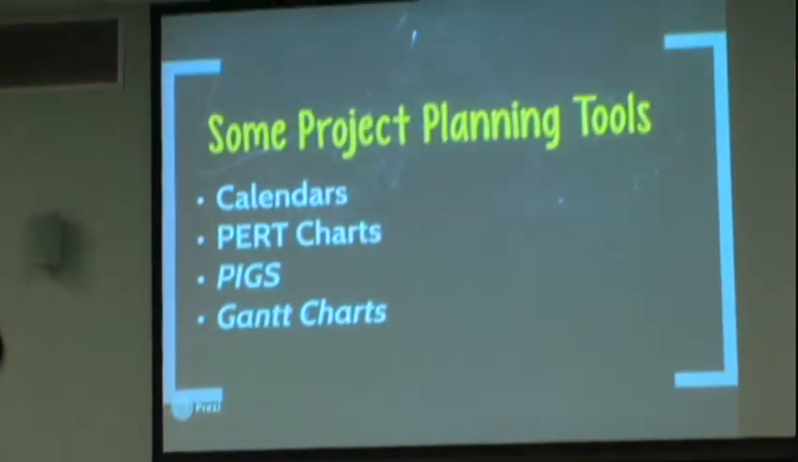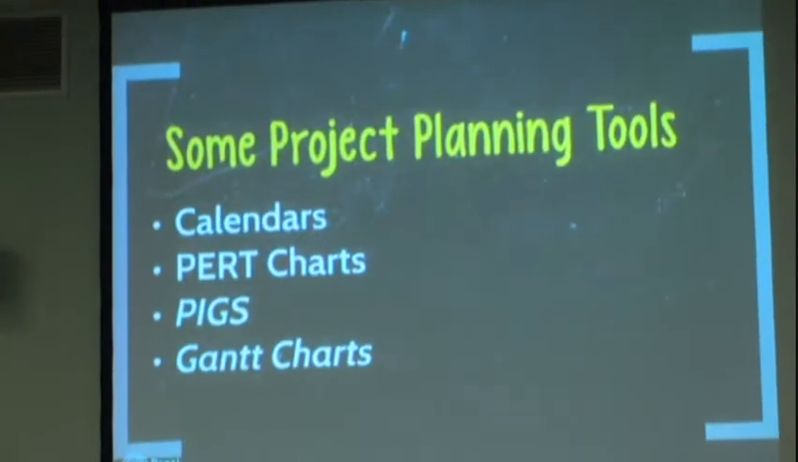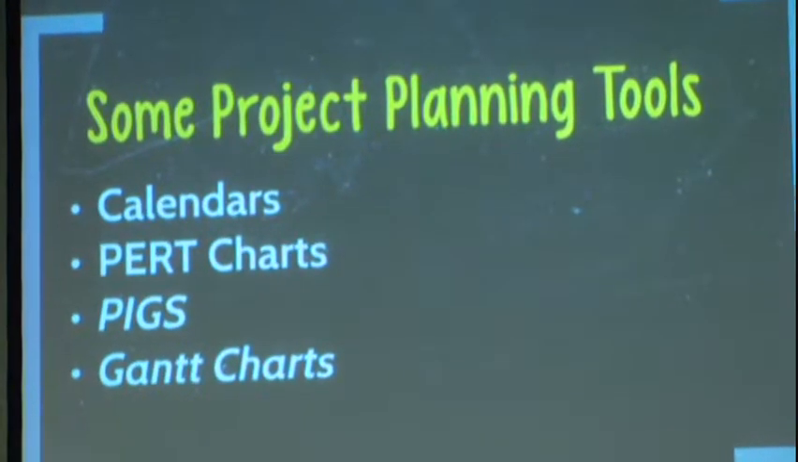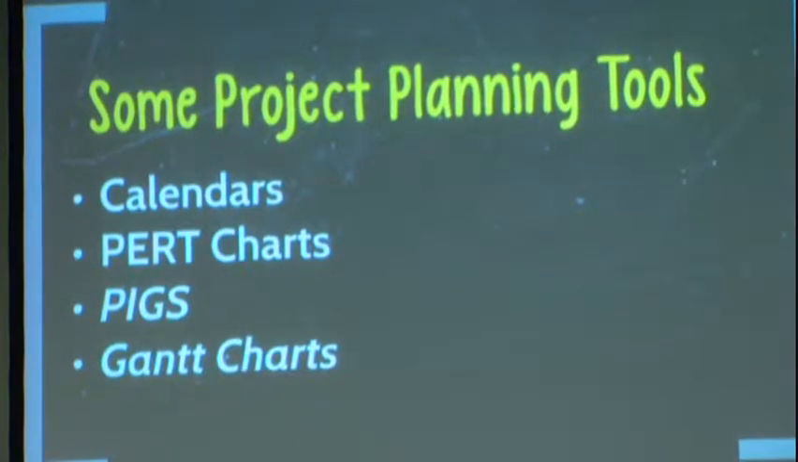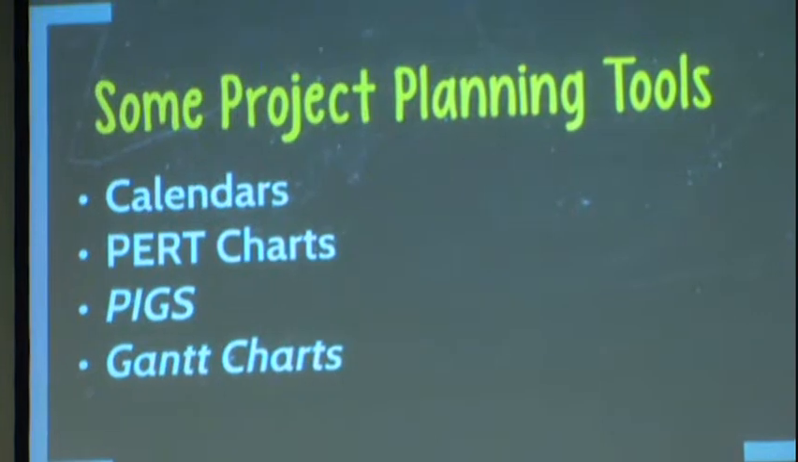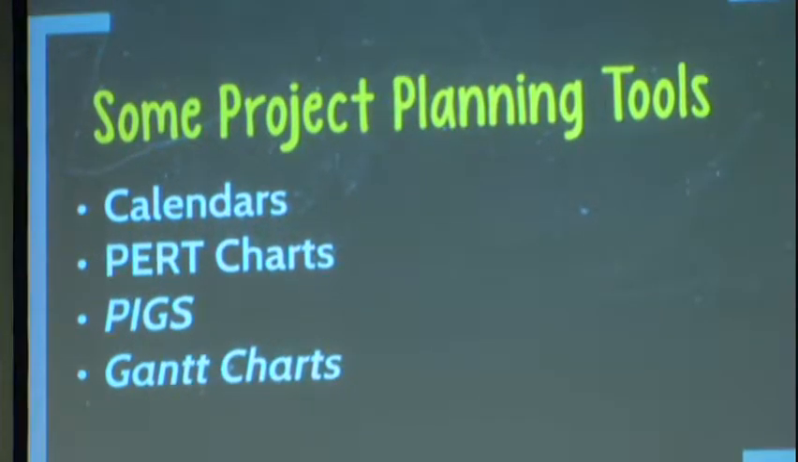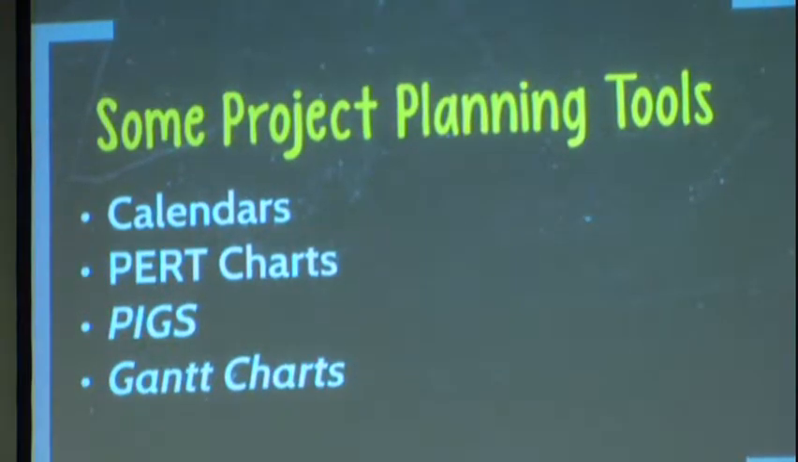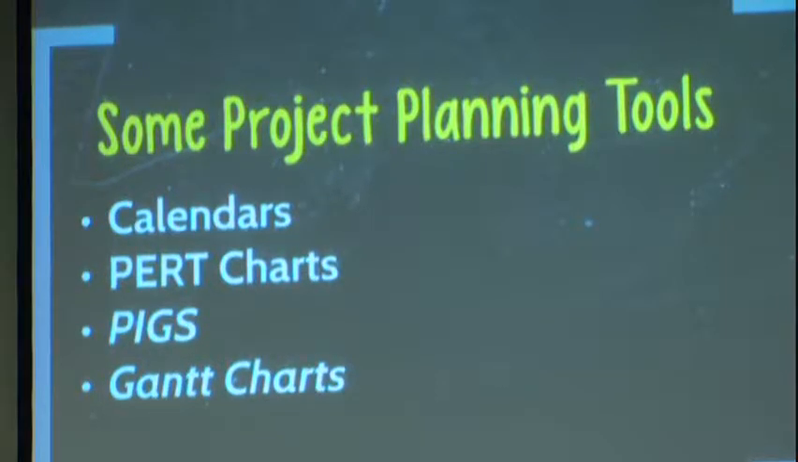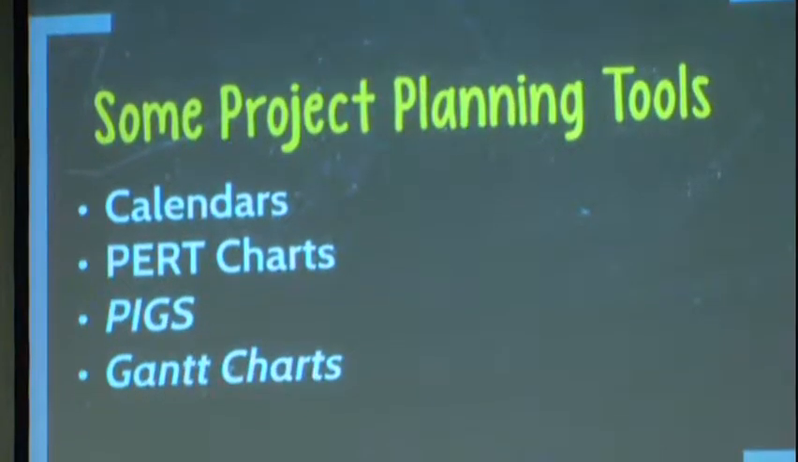So going to project planning tools, there are a lot of project planning tools out there. Project managers use all kinds of different things. If you go into industrial engineering, you'll learn 100 of these. So some common things, calendars, PERT charts. The two that we really use are EPICS and Gantt Charts. So EPICS are probably not a traditional project planning tool, but we use them here, so I'm going to talk about them.